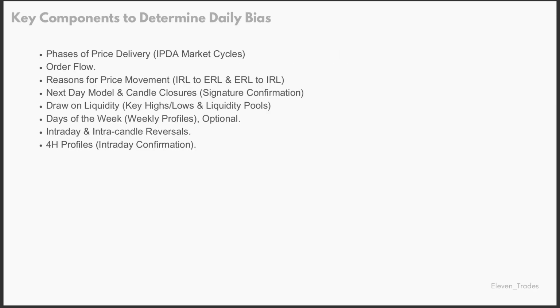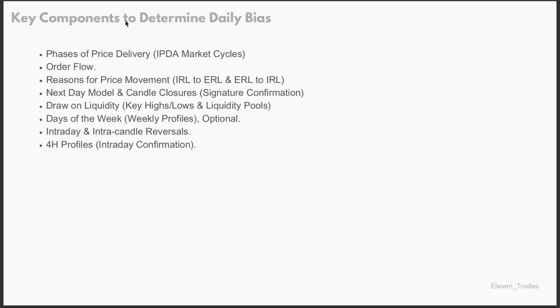The key components we will be using to determine our daily bias are the phases of price delivery, the order flow, reasons for price movement or the price context, which is internal to external and external to internal range liquidity, the MMXM's next day model and the T-Trades candle closures, and the draw on liquidity, which will be discussed later, days of the week, weekly profiles, intraday and intra-candle reversals, and 4-hour profiles.